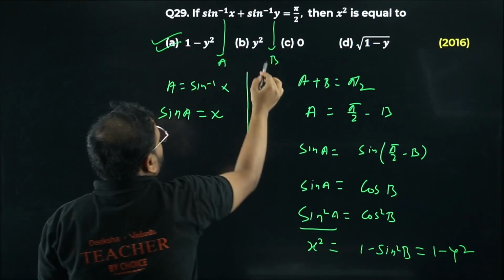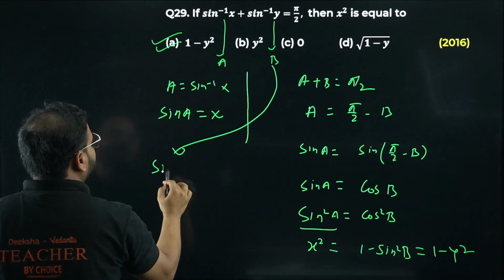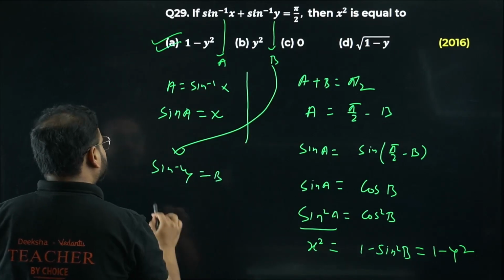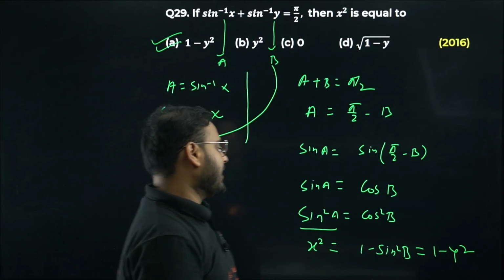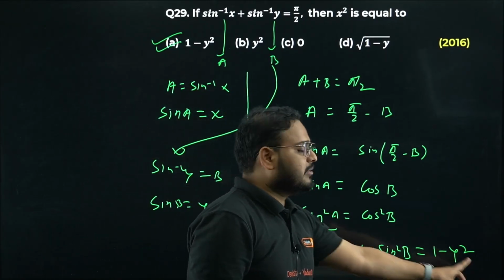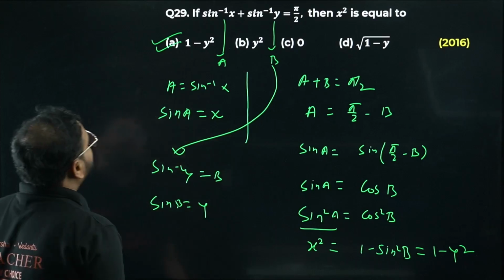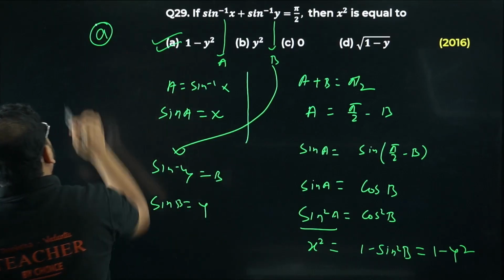Please check. Same way, I can write from here, no? I have sine inverse of y equals B. It means sine B equals y. I get 1 minus sine square as 1 minus y square. Option number A is correct.